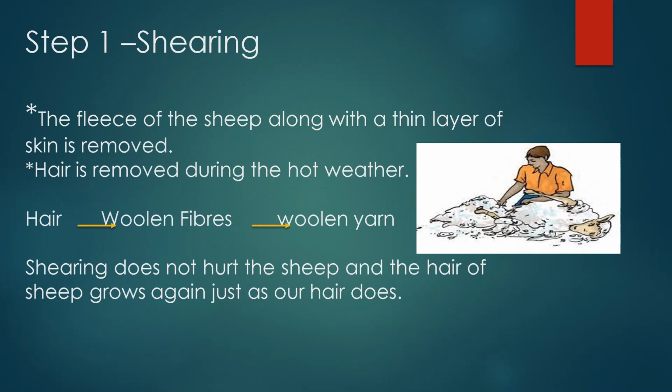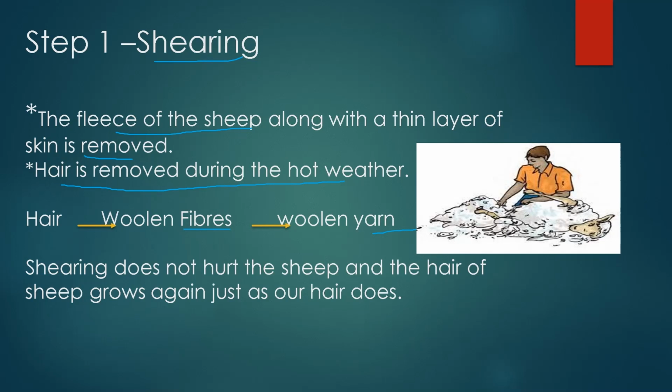Our first step is shearing. Shearing is a process in which the fleece of sheep along with a thin layer of skin is removed. Okay, and hair is removed during the hot weather. Then hair is changed into woolen fibers and then woolen yarn. And please mind, shearing does not hurt the sheep.